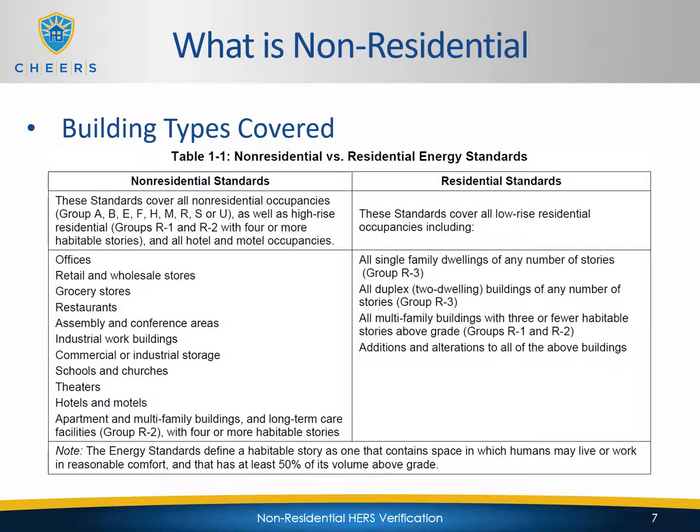So here we have table 1-1, and this gives us a breakdown of the differences between the non-residential standards and the residential standards. So there on the left side, we have those types of buildings that fall under the non-residential standards. And that does include some of the R groups, which, as you can see if you look over to that residential side on the right, there are certain occupancy group Rs that are considered residential. So that's the only one that is included on both sides, but there are some additional distinctions that we'll look at here in a second that break up high-rise versus low-rise residential occupancies.